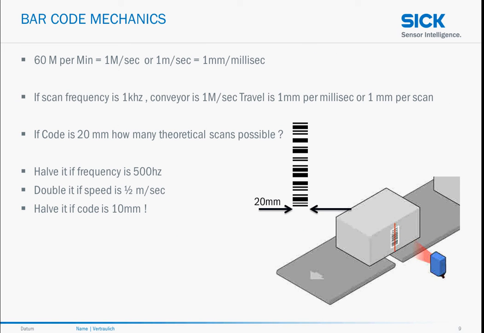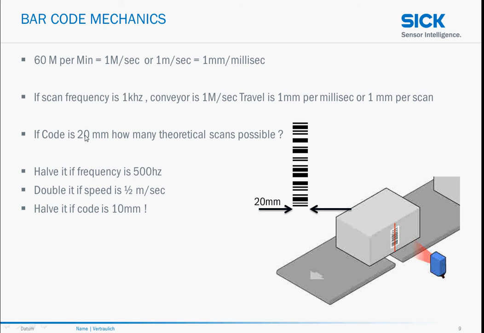So here are a few barcode mechanics. Imagine you've got a carton moving along the conveyor at 60 meters a minute. That's the same as 1 meter per second, or 1 millimeter per millisecond. If the scan frequency is 1 kilohertz, that's 1,000 times a second, and the conveyor is going at 1 meter per second, the travel is 1 millimeter per millisecond, or 1 millimeter per scan.